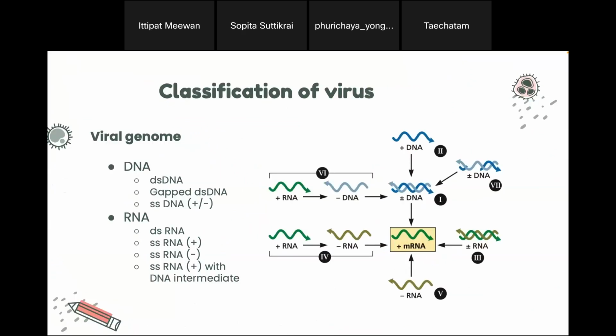The viral genome here is a very important scheme. We call it the Baltimore scheme. Baltimore is the scientist who got the Nobel Prize for studying the mRNA, right? That's why he put the mRNA here in the center, because mRNA is the intermediate of the protein synthesis, right?